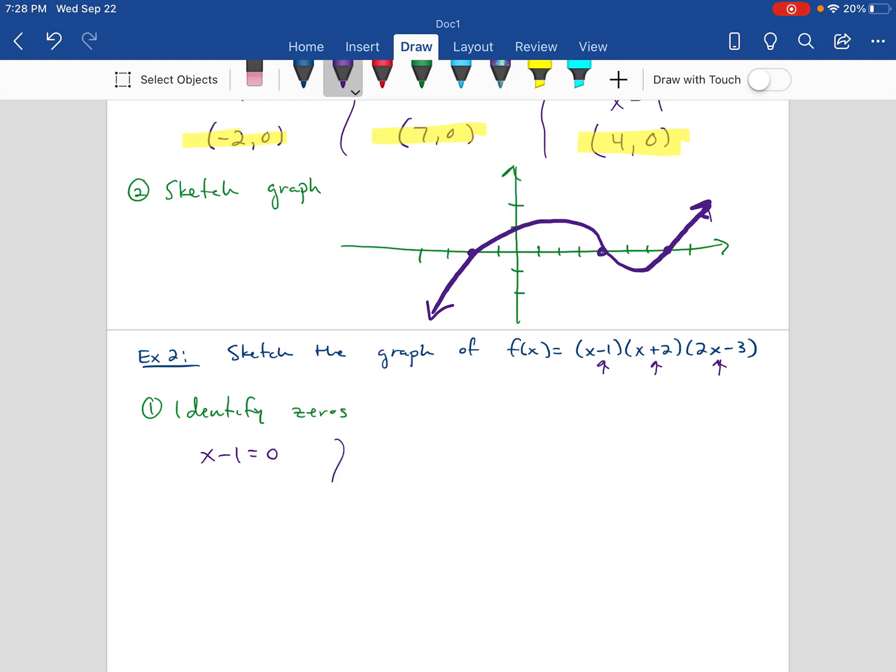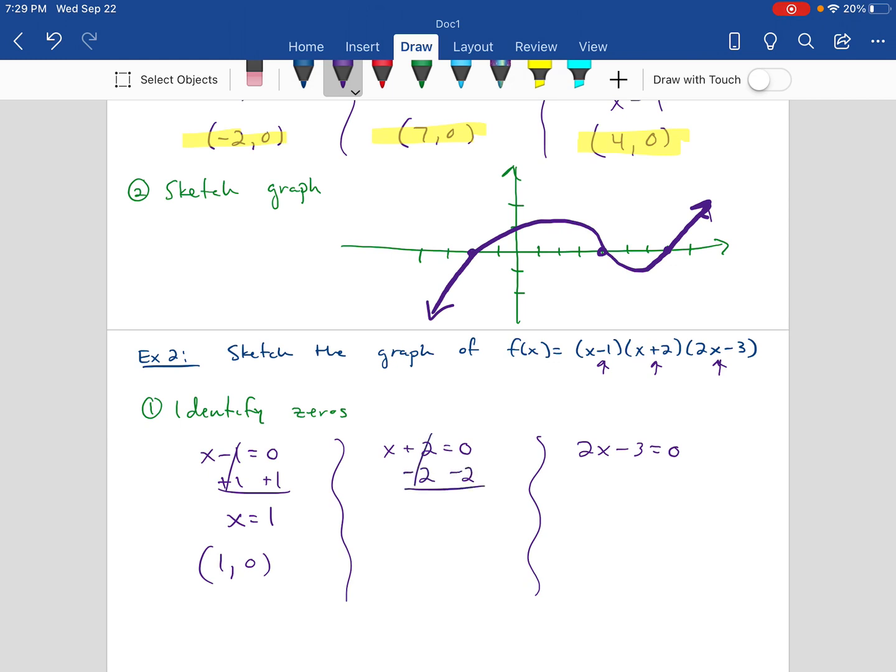I have x - 1 = 0, x + 2 = 0, and 2x - 3 = 0. So in the first equation, x is equal to 1. My coordinate is (1, 0). Second equation, x is equal to -2. So my coordinate is (-2, 0).